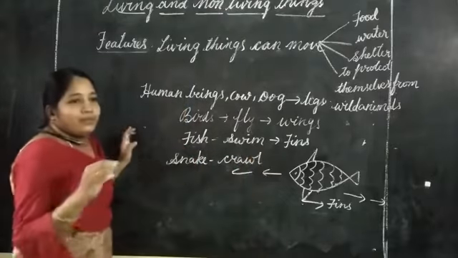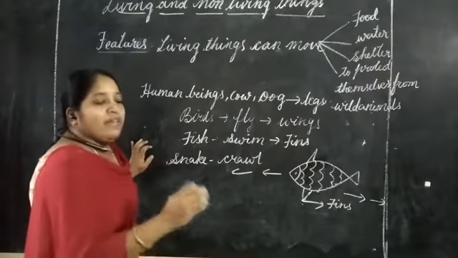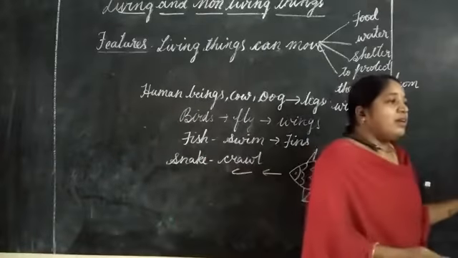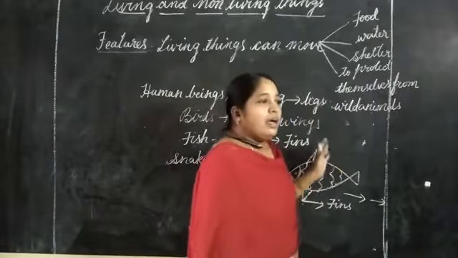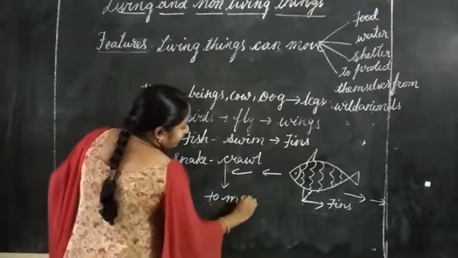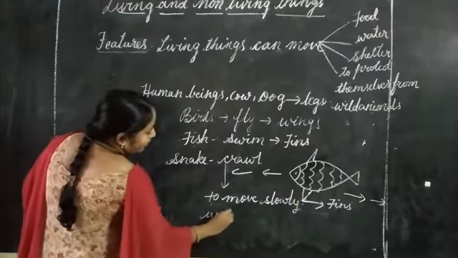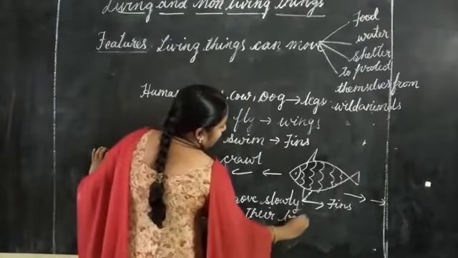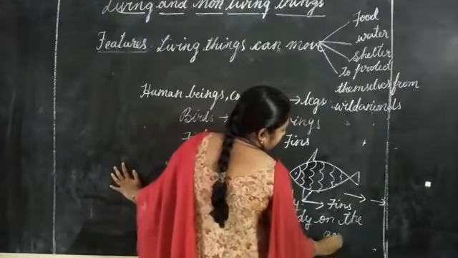What is crawling, children? Crawling is simply to move slowly with their body on the ground. Can you give some more examples of crawling animals, children? Yes, lizard and tortoise are some more examples of animals that crawl on the ground. Okay, crawling is what, children? To move slowly with their body on the ground.